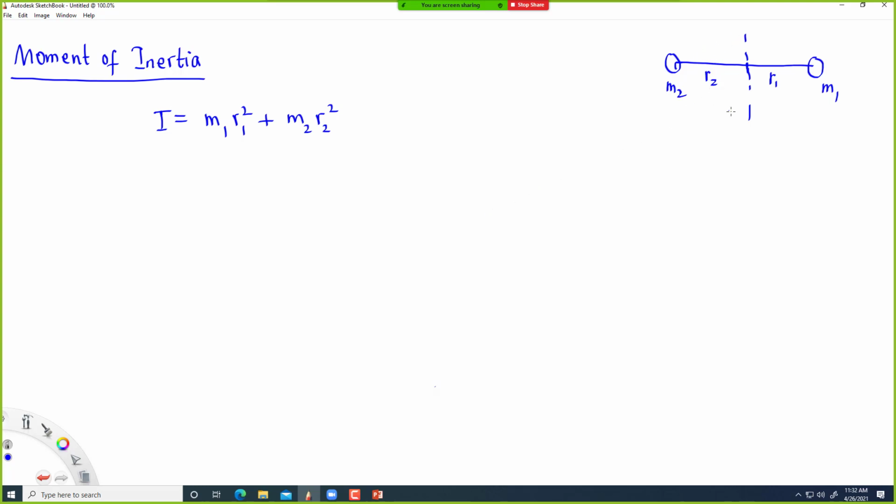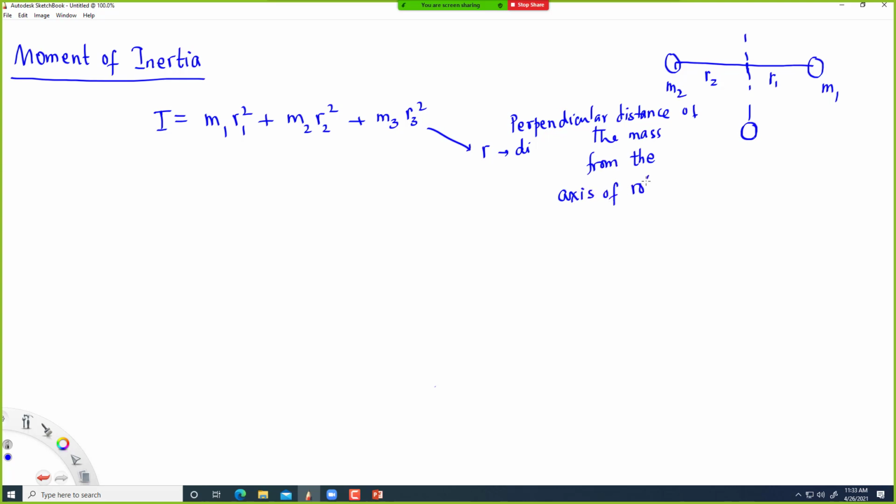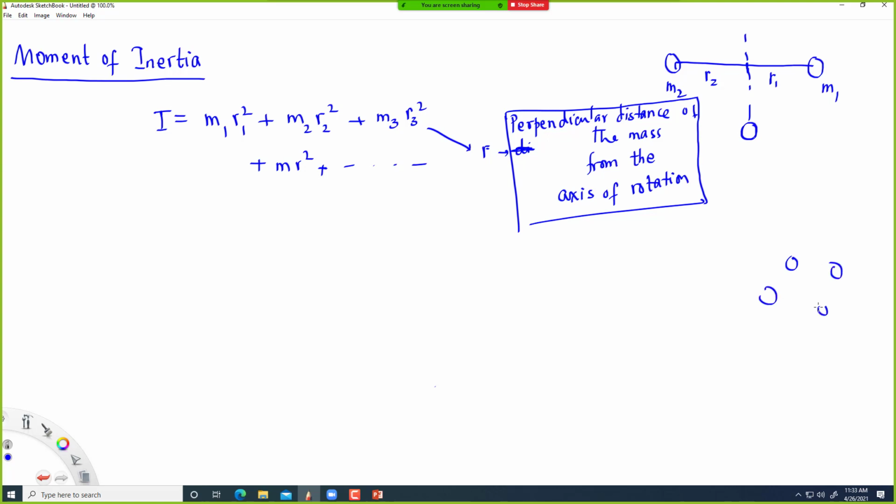Let's say if you have a third mass somewhere here, then it would be m3 r3 squared. So this r is the perpendicular distance, this is very important, the perpendicular distance of the mass from the axis. Please keep this in mind. And if you have more masses, you just add m r squared for each of the masses. You may have thousands of particles. For each of the particles, you just add your individual terms.